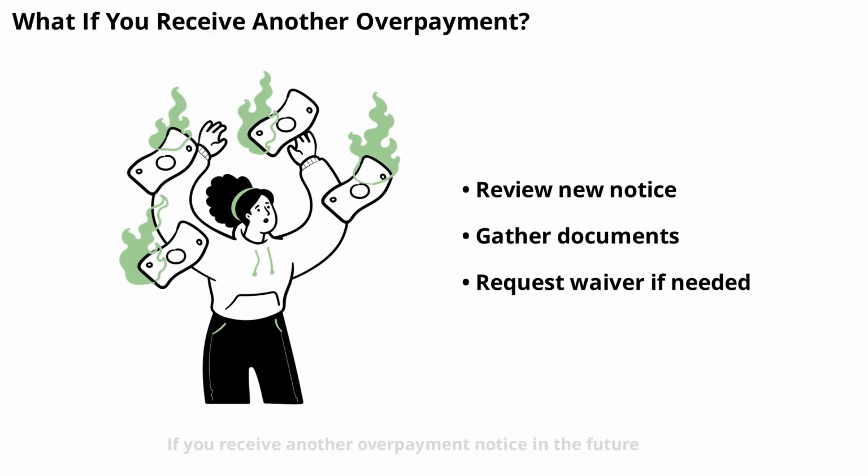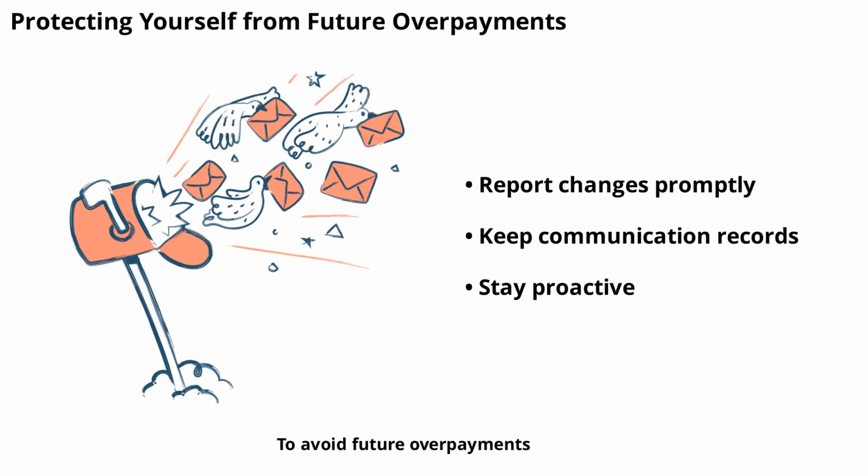If you receive another overpayment notice in the future, follow the same steps. Review the notice, gather your documents, and consider requesting a waiver if appropriate. Each case is reviewed separately, so don't assume a previous waiver will automatically apply. To avoid future overpayments, keep the SSA updated about any changes in your income, living situation, or other benefits. Report changes as soon as they happen and keep copies of all your communications. Staying proactive can help prevent overpayments and protect your benefits.